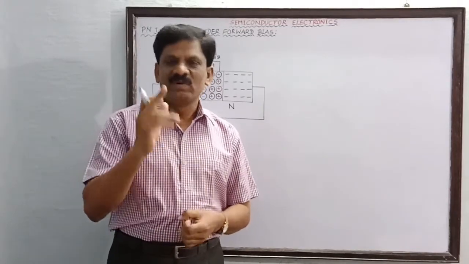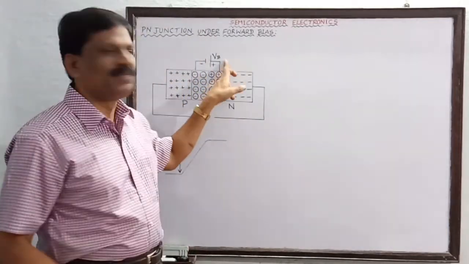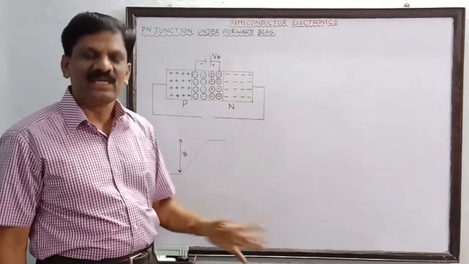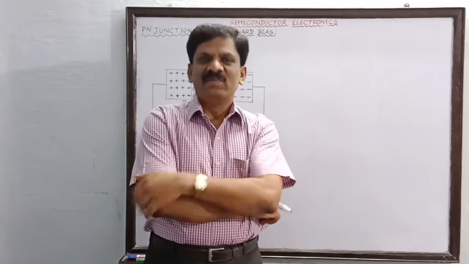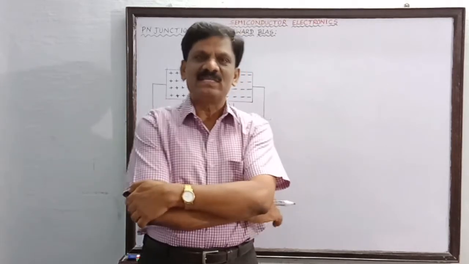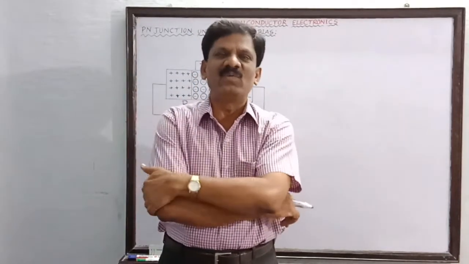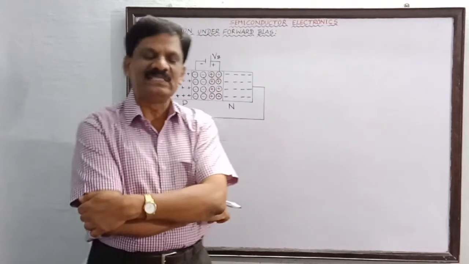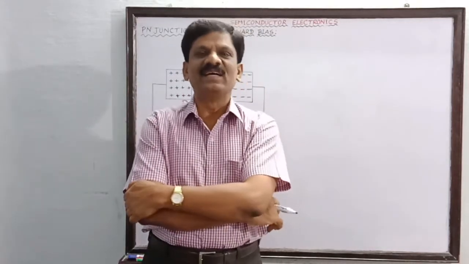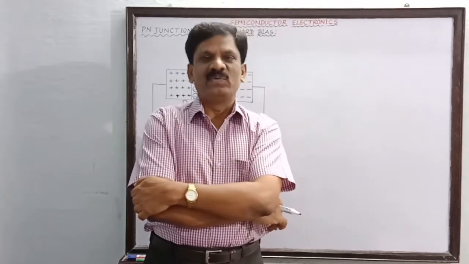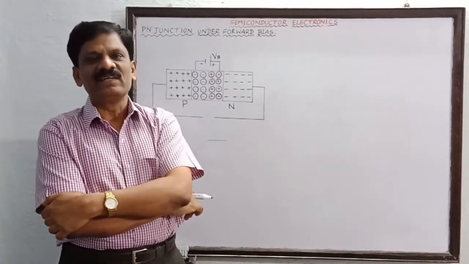Suppose you connect an external battery in addition to this internal potential barrier voltage, then the diode is said to be biased. So when is a diode said to be biased? Whenever you connect an external voltage source either along the direction of the barrier voltage or against the direction of the barrier voltage, then the diode or the PN junction is said to be biased. There are two methods of biasing the PN junction or PN diode: one is called forward biasing and the second one is called reverse biasing.